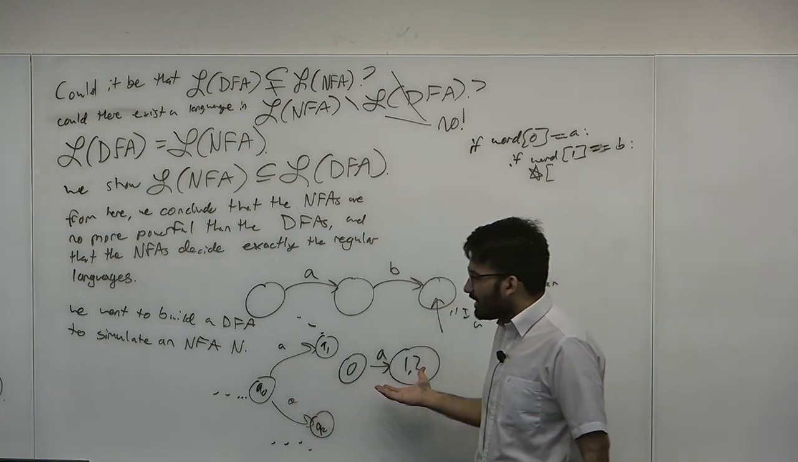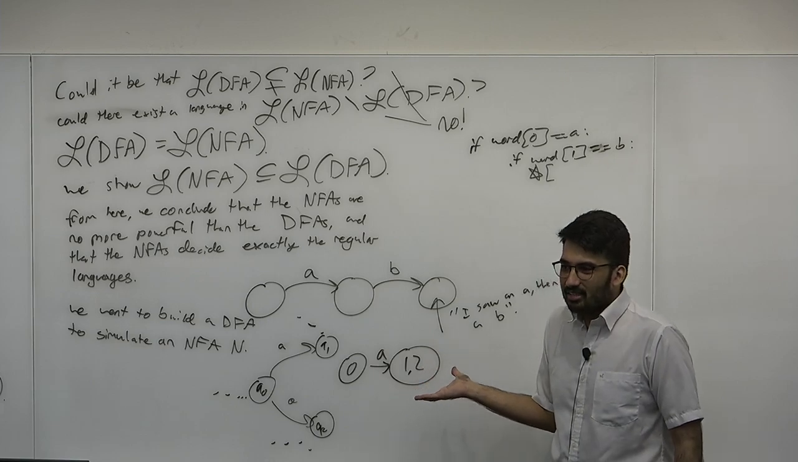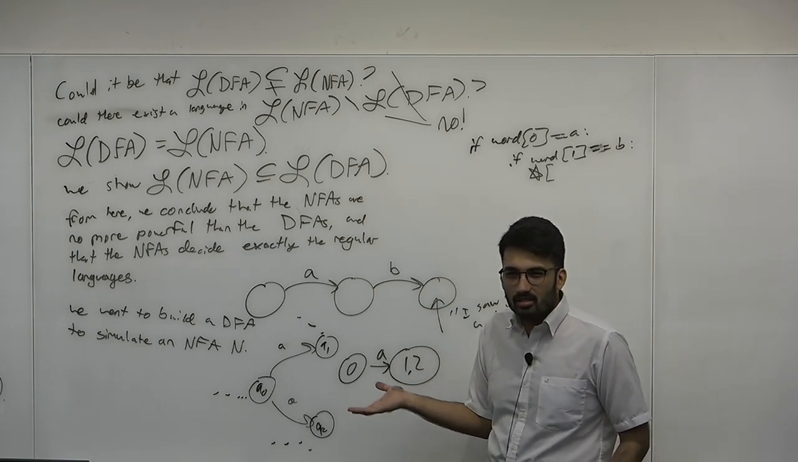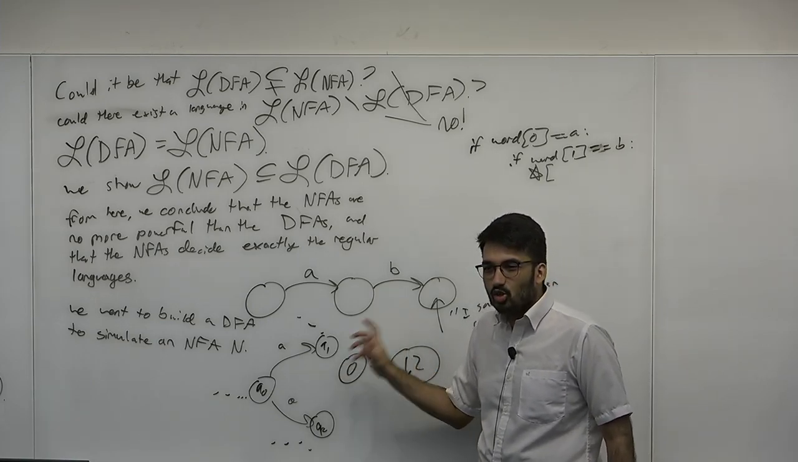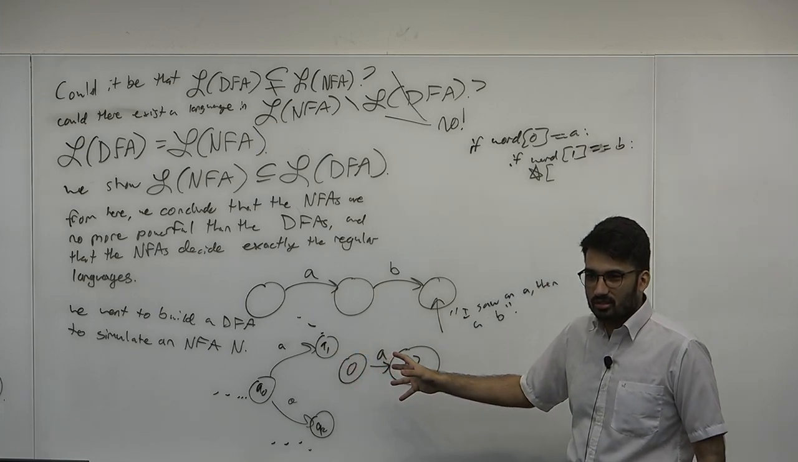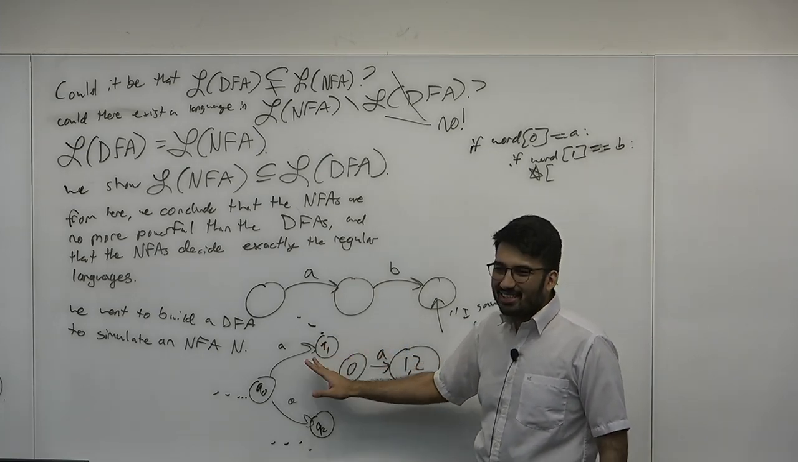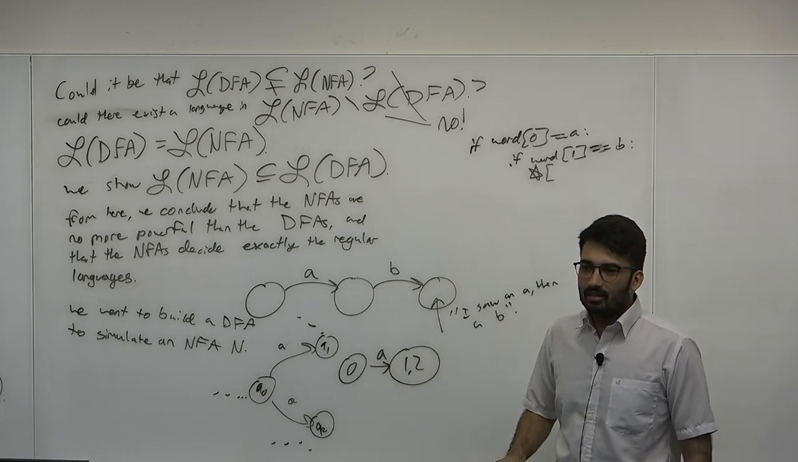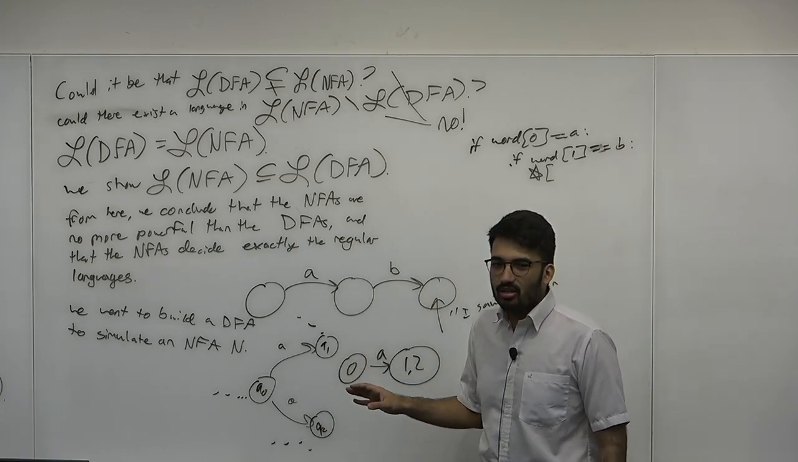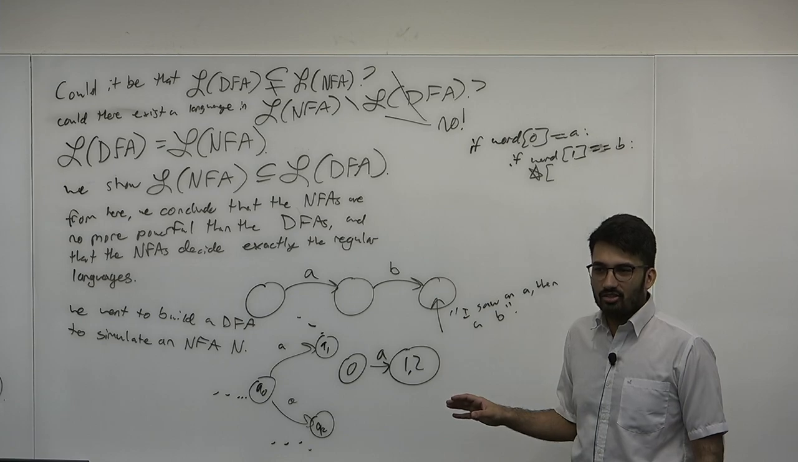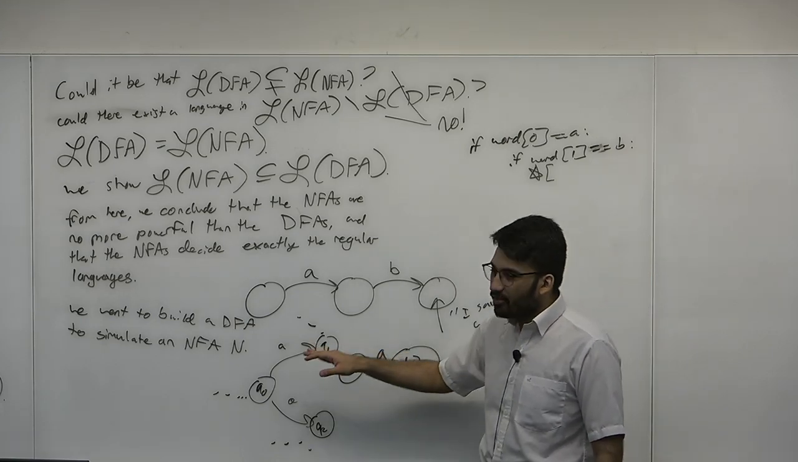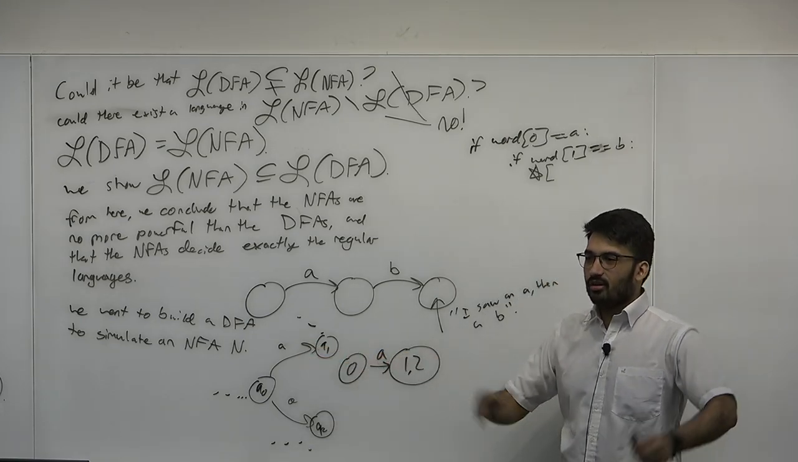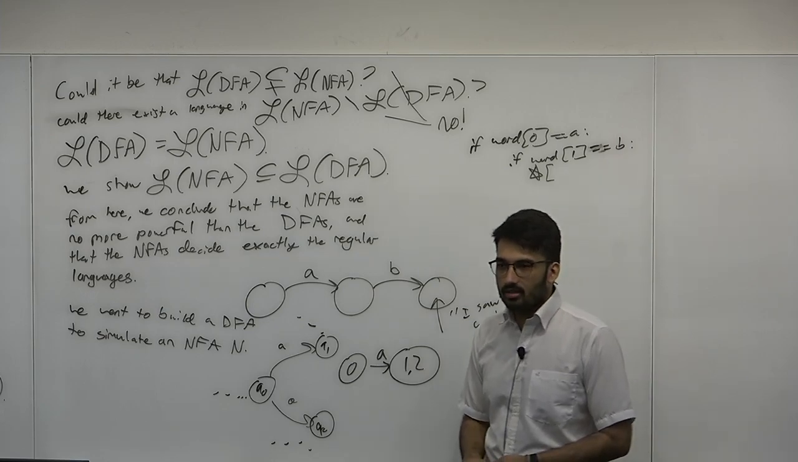Here, we need exponentially more states to simulate, where one state corresponds to being in a superposition of the possible states. So if the NFA has n states, you're going to need, worst case, 2 to the n states in your DFA. So we're going to convert an NFA to a DFA. The DFA is going to have exponential blow up in the number of states.